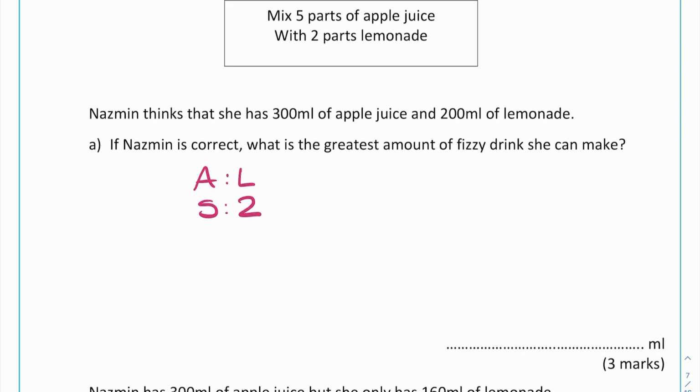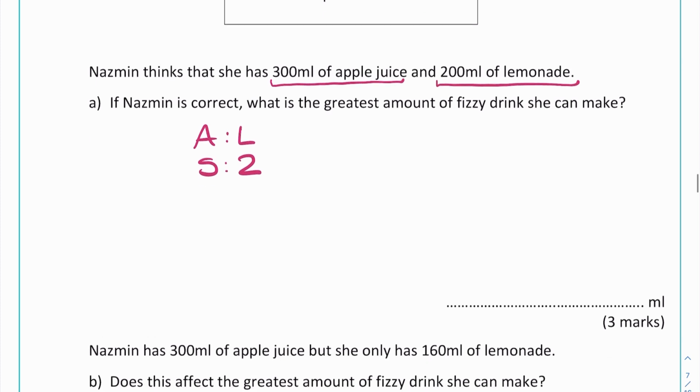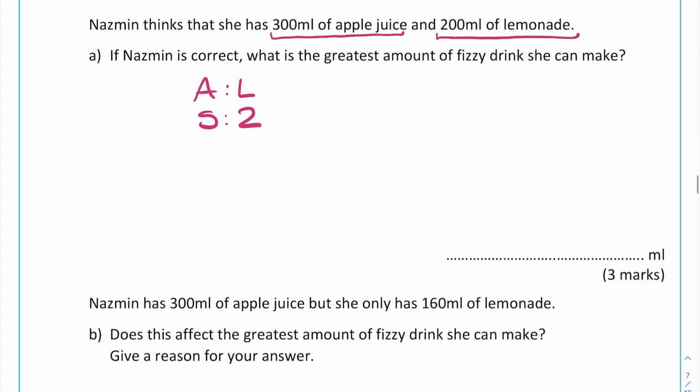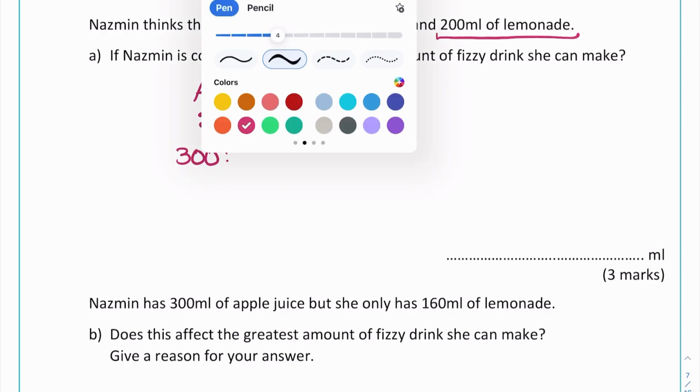5 parts apple and 2 parts lemonade. So here we've actually got 2 different options. We could either make this drink using all 300 ml of apple juice, or we could make the drink using all 200 ml of lemonade. Or maybe they're already in the correct ratio and we can use all of them. But that's unlikely.